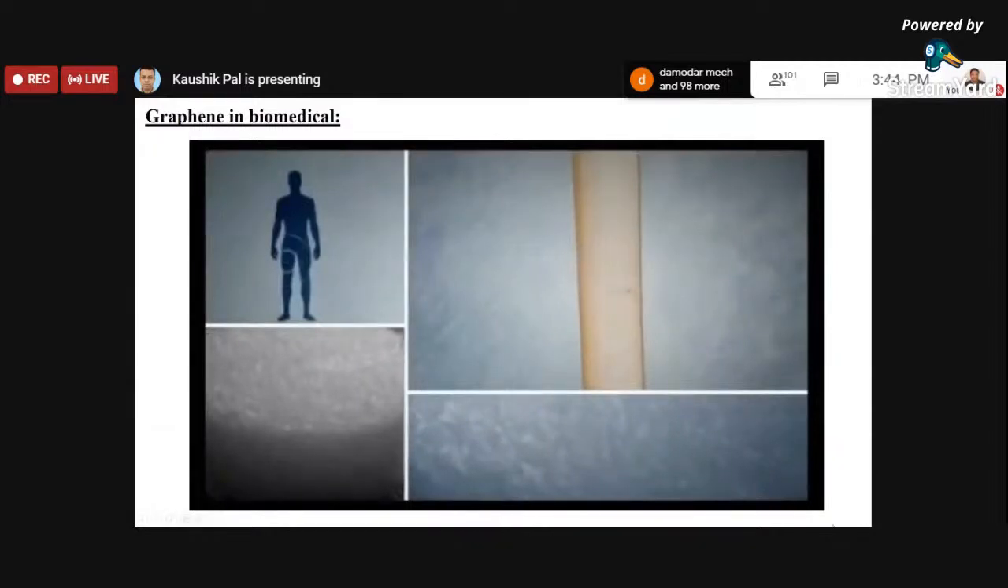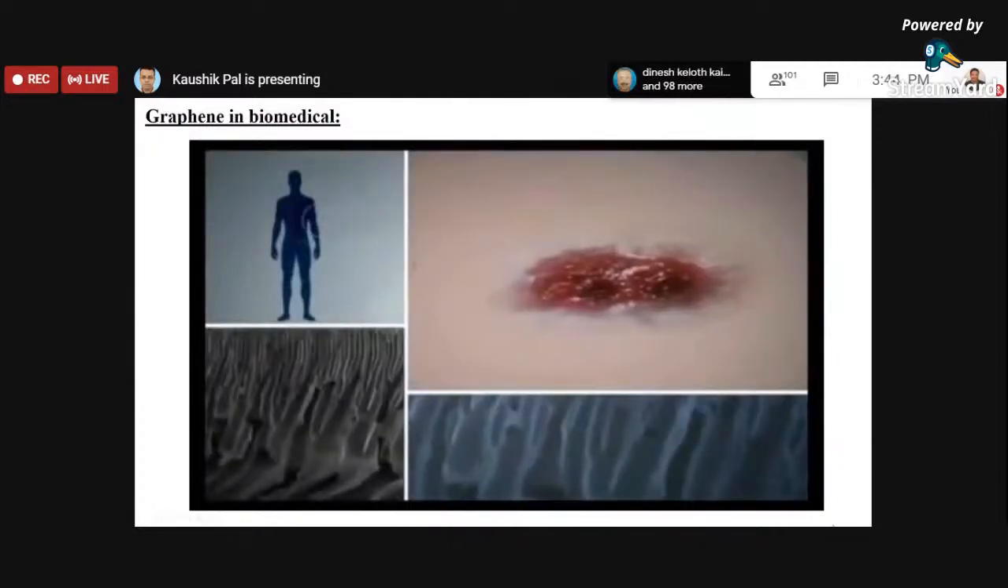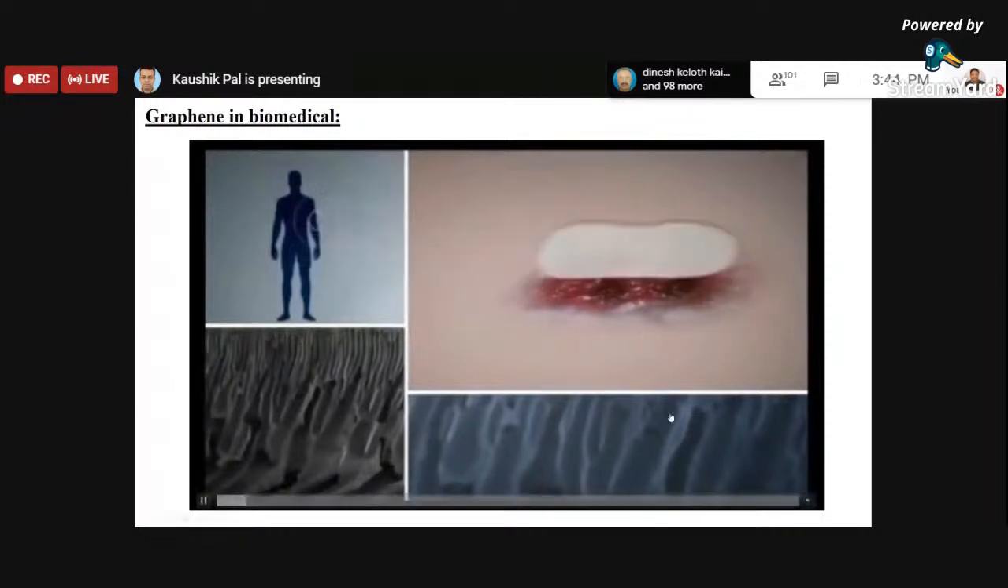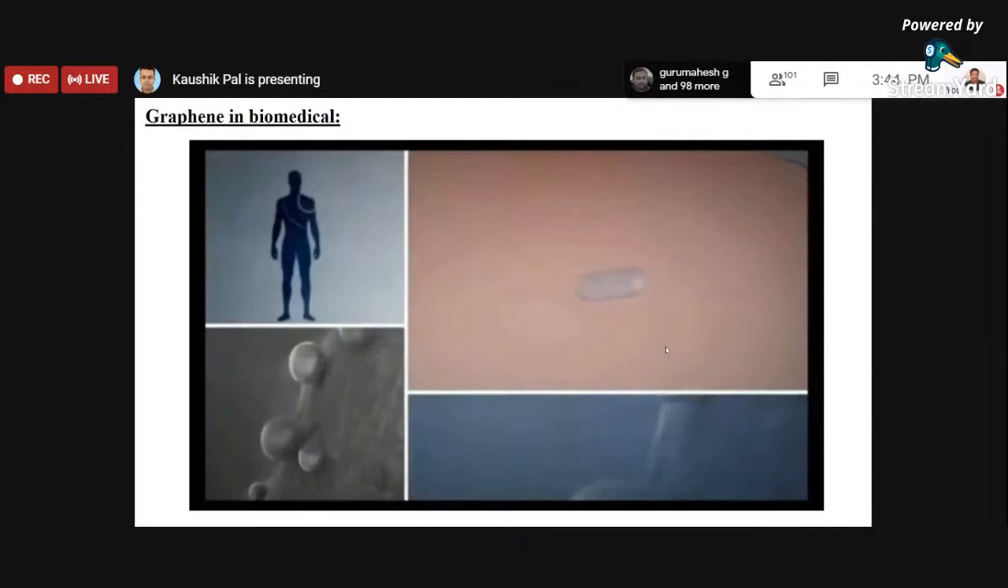Next, graphene in biomedical applications. As I told already, for some kind of tissue engineering, artificial tissue basically, you are going to utilize the nanomaterials over there. You are using certain kinds of medicines over there.